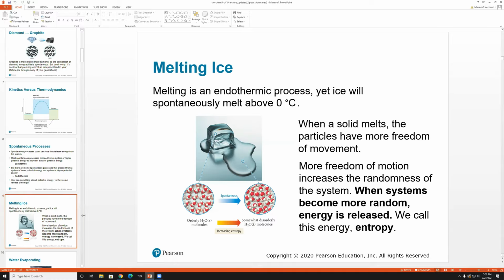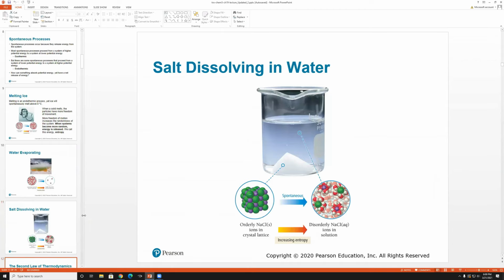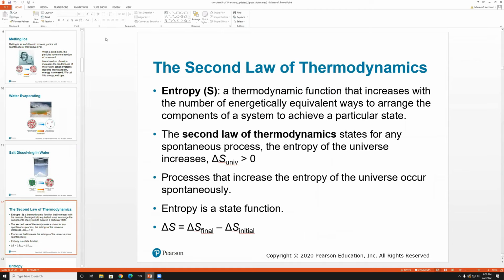Now, in exothermic reactions, of course it is spontaneous, because you are directly releasing energy into the surroundings, and the surrounding entropy will increase. But now the system entropy is increasing, and that also is spontaneous. Another example is water evaporating into gas. That's just the other phase transition. Salt dissolving into water is another.